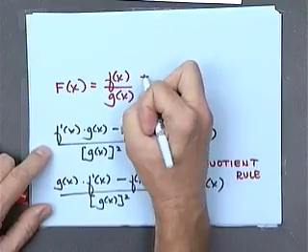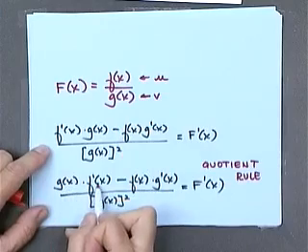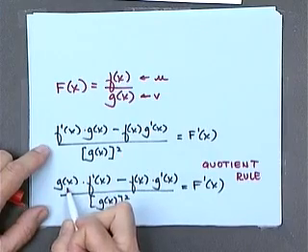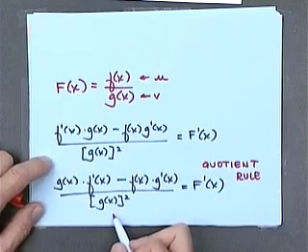U over v. I just do U and V values. If f of x was u and g of x was v, it'd be u prime v minus u v prime, all over v squared. That'll work. Both of those work.